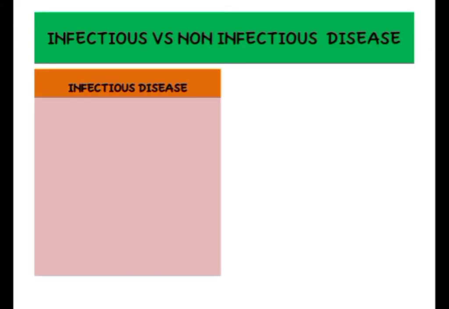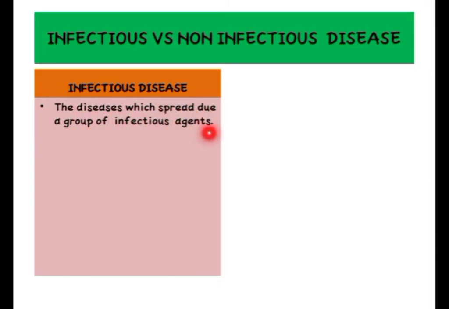Infectious disease. What are infectious diseases? The diseases which spread due to a group of infectious agents are called infectious diseases. That means there are some agents. Agents means the ones who can cause disease. There are some agents which spread, and because of their spreading, infectious diseases are caused. It spreads from one person to another, and because of this, you will have infectious diseases.